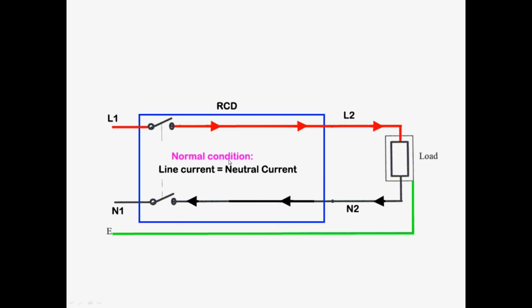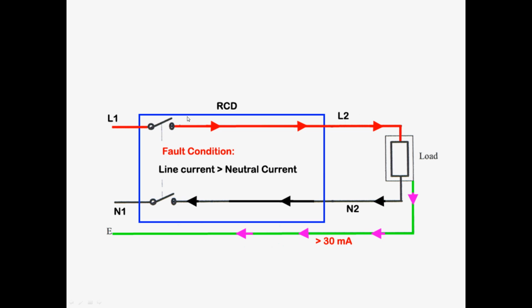In the normal condition, the current will flow through the load and through the neutral back to the supply. So if there is no earth fault, that means there is no short through the wire, there will be no current in this path. In that case, the line current will be the same as the neutral current. But suppose there is a short between the line and earth, some current will flow through the body, through the earth wire to the earth.